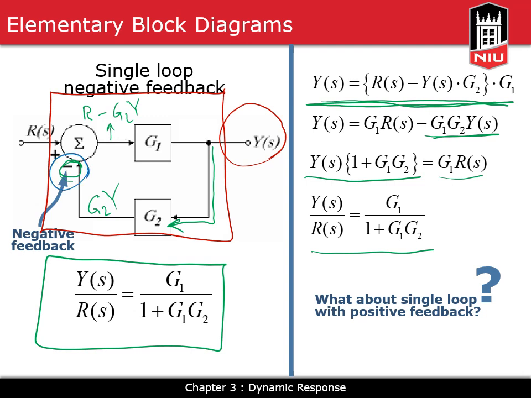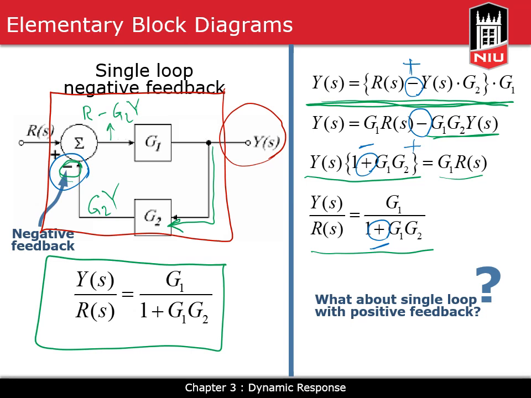If the feedback here is positive, then the output of the summation will be r plus g2 times y. So this negative sign here will actually be a positive sign. So this will turn into a positive sign. We'll have to subtract g1, g2, y from both sides. This sign will be a negative, and then at the end this sign will be a negative.